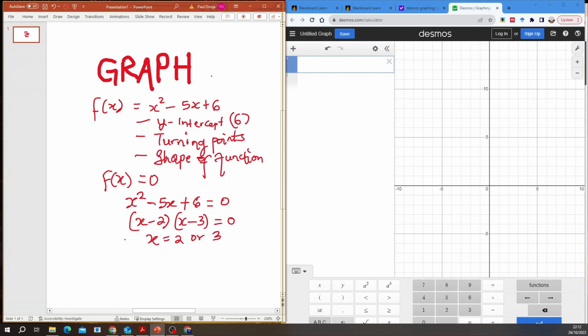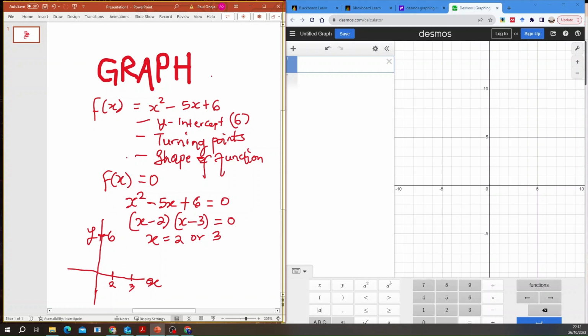So to sketch the function, all we need to do now is just to draw. So we draw this Cartesian axis. This is the y-axis, and this is the x-axis. So the first thing we need to do is to place our y-intercept, which is 6, somewhere on the y-axis. Then we are going to place our x values, our turning points, somewhere on the curve.